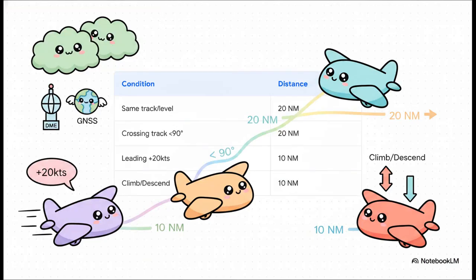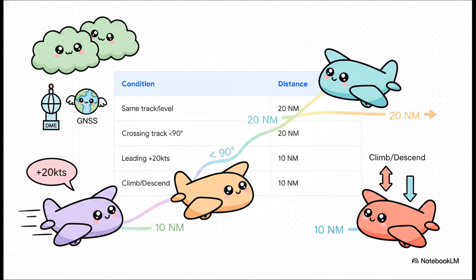Check out the standard operating procedures highlighted in green. When we're using DME or GNSS, the standard distance-based separation for aircraft on the same track and same level is 20 nautical miles. This is also true for crossing tracks with less than a 90-degree divergence.